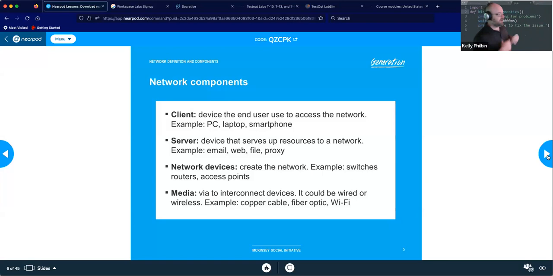And then the media. What is the method in which we are transmitting that data? That could be copper wire, like coaxial or twisted pair. It could be fiber optic, utilizing light to send information, or it could be Wi-Fi using radio waves to send it over the air.